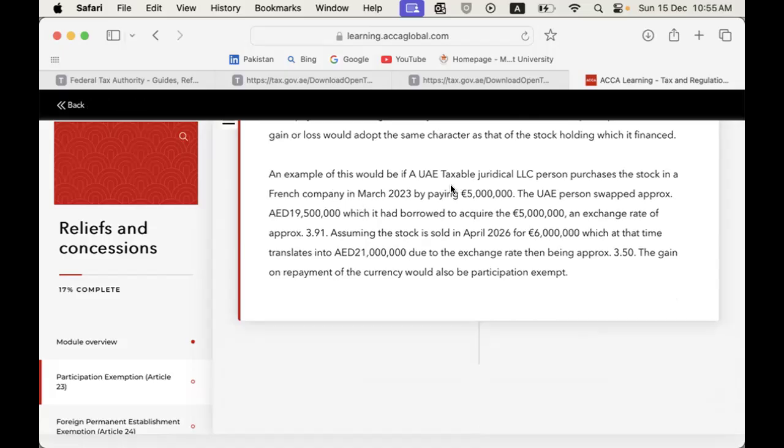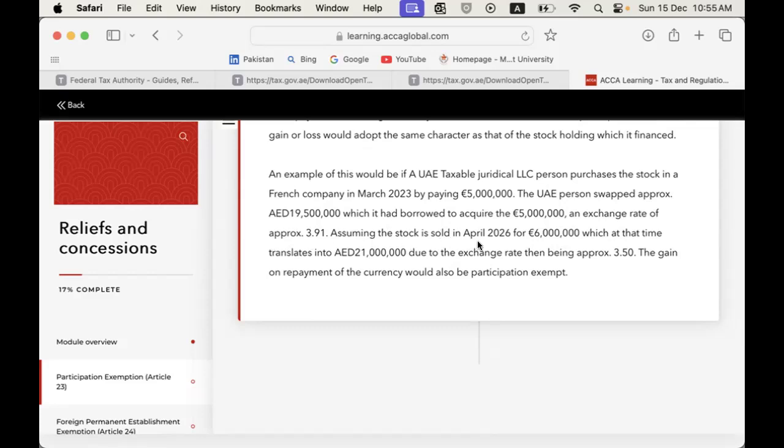An example of this would be if a UAE taxable company purchases a stock in a French company in March 2023 by paying 5 million euros. The UAE person swapped approximately AED 19.5 million, in which it borrowed to acquire the 5 million euro in order to conduct the transaction, at an exchange rate of approximately 3.91.